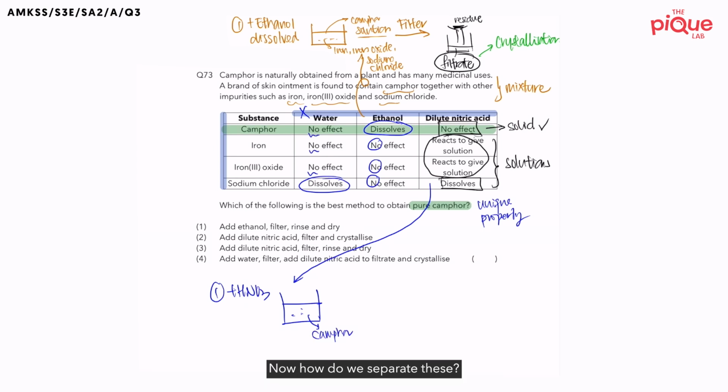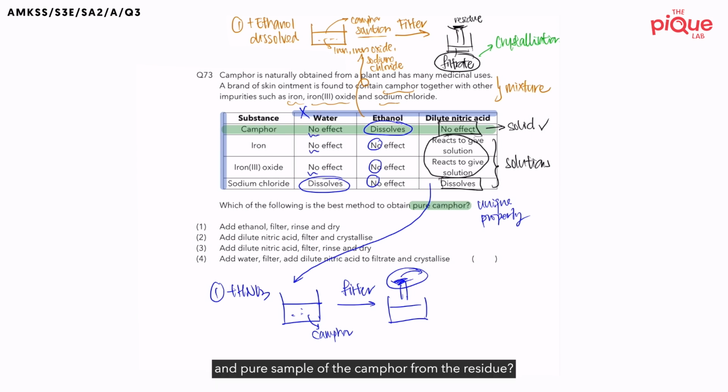Now how do we separate this? We said earlier on, to separate a solid liquid mixture, we will need to filter this, right? After we filter it, we will get back our same setup, the residue and the filtrate. Now, is the camphor the residue or the filtrate? Camphor is now the residue, okay? Over here. How do we now get a dry and pure sample of the camphor from the residue? We will need to rinse and dry.